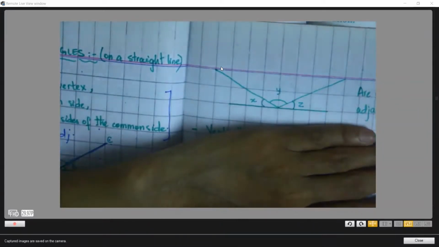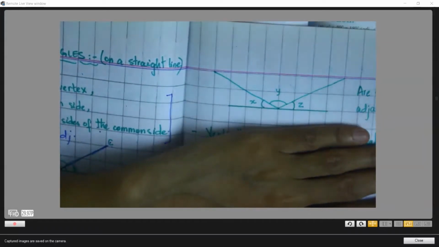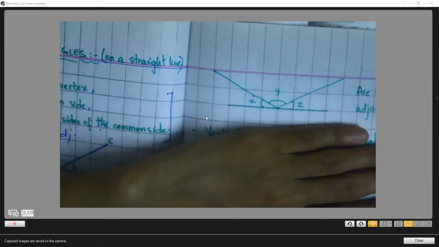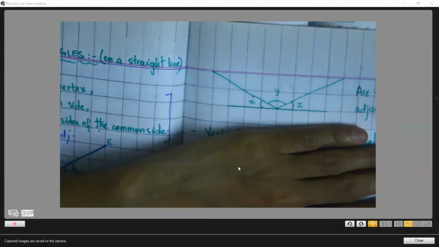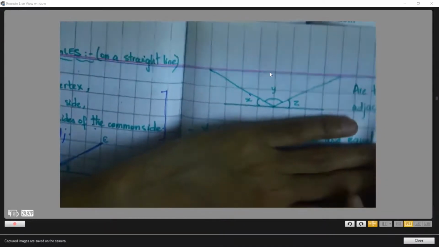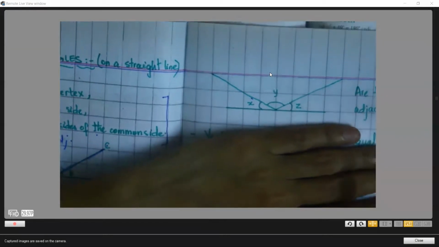These are adjacent only. Okay. Are these adjacent? X, Y, and Z? Yes or no with the reason. Okay, let Uswa answer. Yes, Uswa? They are not adjacent because they are not sharing the same line. Yes, because there are more than 2. Okay, there are more than 2.